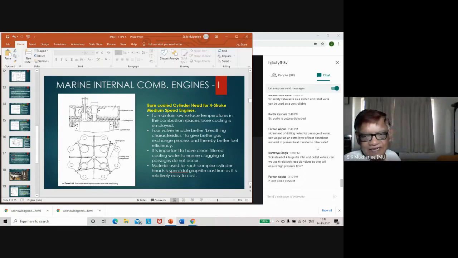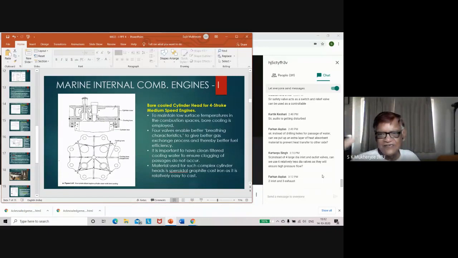2 inlet and 3 exhaust. Paran, no, you are wrong. It is opposite. 3 inlet and 2 exhaust. But we'll come to that later. Because Kartavya Singh has set the ball rolling and now the ball will start rolling very fast. Remember, Kartavya Singh, it cannot afford to be very complicated.